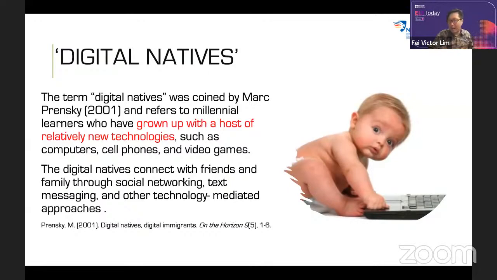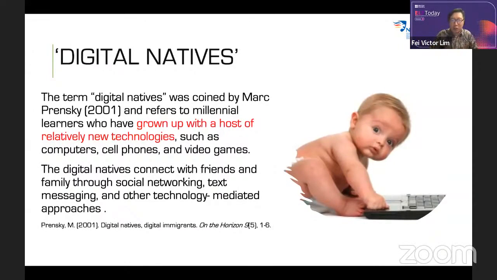or the millennials that we have, which is the notion of the digital natives. This is a notion that was coined by Marc Prensky. It refers to millennial learners who have grown up with a host of relatively new technologies. So we look at our children, we look at the young people in our classroom, they are very savvy with the use of computers, cell phones and video games as part of their life world.